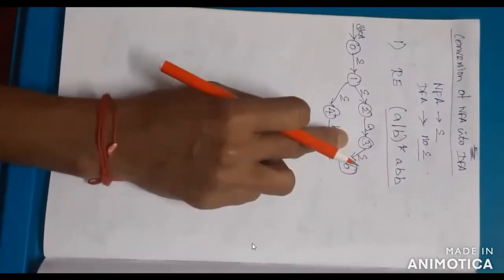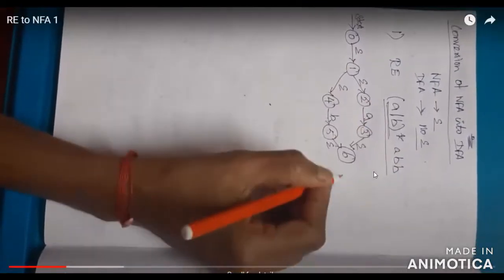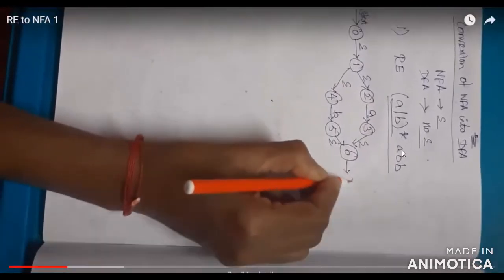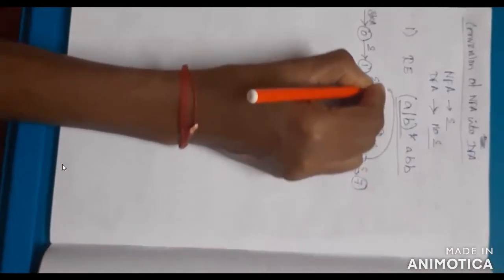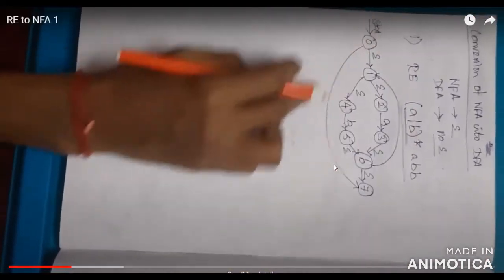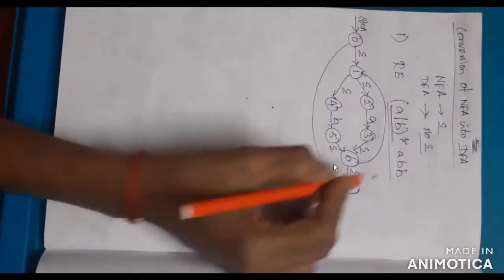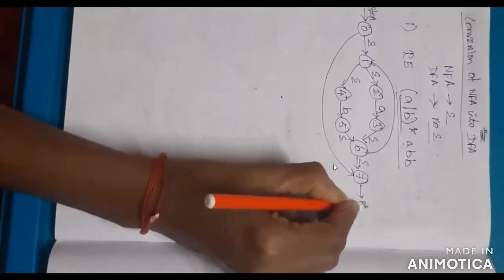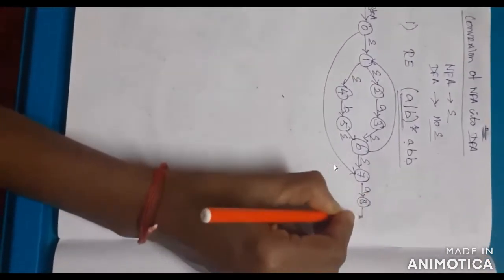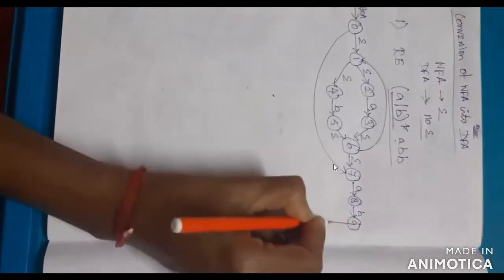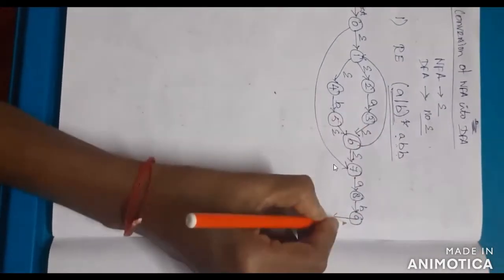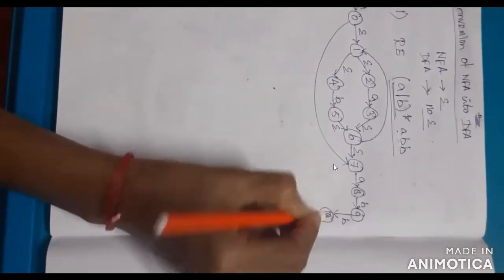So here what is the expression? (A|B) the whole star. Then you can draw the next part, empty. So this diagram indicates (A|B) the whole star. What about the next thing? A B B. So state 8 takes input A, the next state 9 takes input B, the next state takes input B, this is the 10th state.